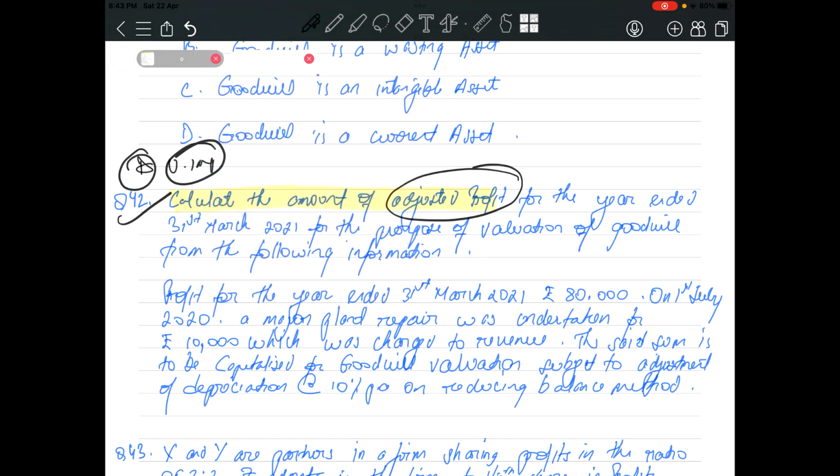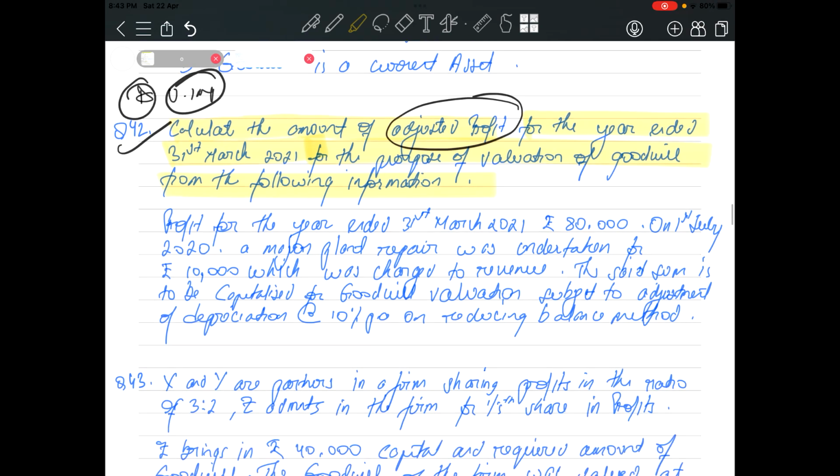We have to calculate adjusted profit for the year ended 31st March 2021 for the purpose of valuation of goodwill from the following information. Profit for the year ended 31st March 2021 was 80,000. This is the actual profit, 80,000, but we have to calculate the adjusted profit.